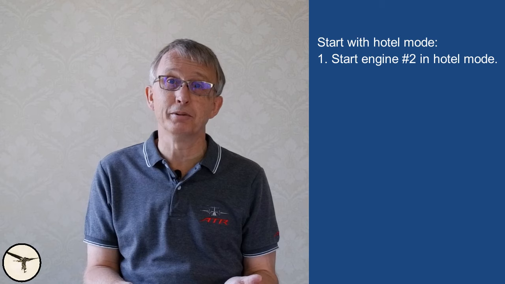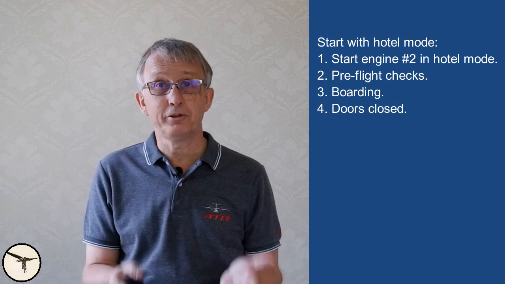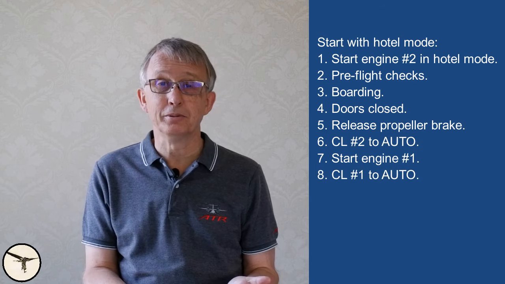The recommended start sequence is as follows. Start engine number 2 in hotel mode, do the pre-flight checks and welcome the passengers on board. When the doors are closed and you're clear to start, release the propeller brake and set the condition lever to auto. Then start engine number 1 and set the condition lever to auto.